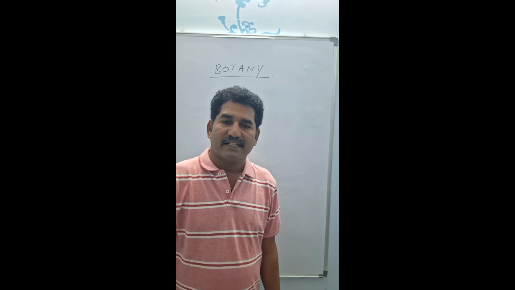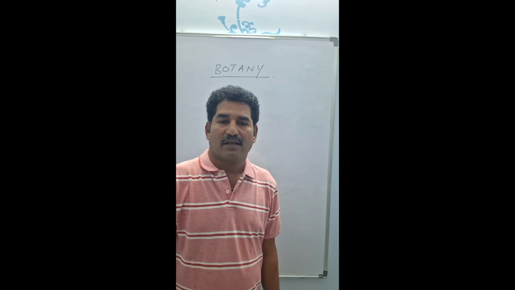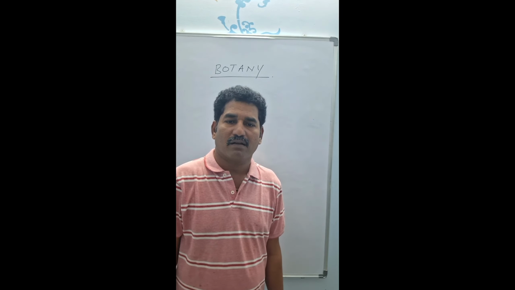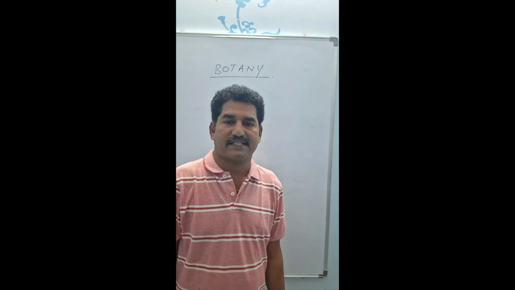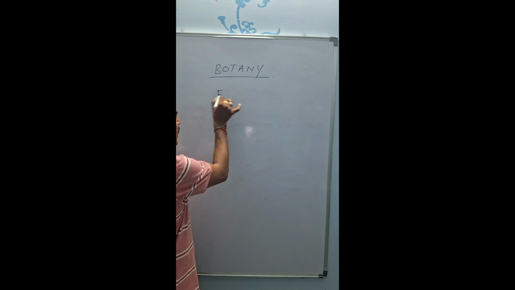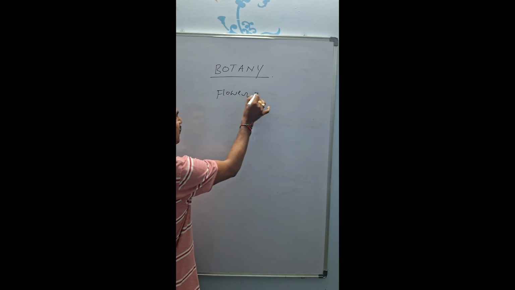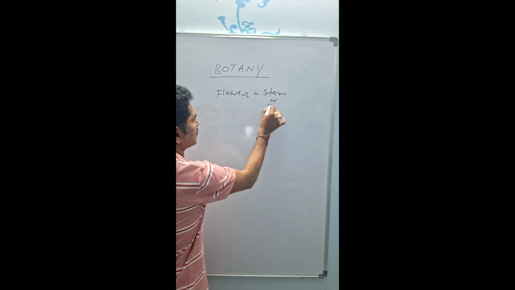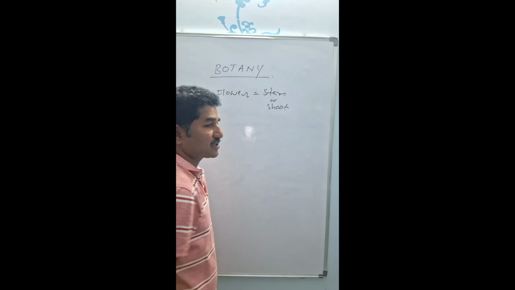Flower is a modified shoot, and flower is a reproductive organ in angiospermic plants. Generally, flower is a modified shoot. Flower equals either stem or shoot, a modified shoot.